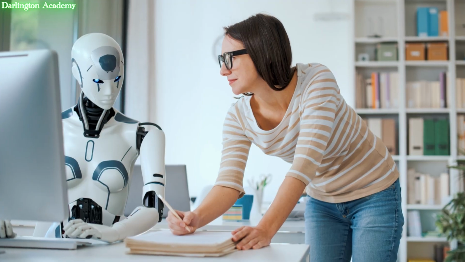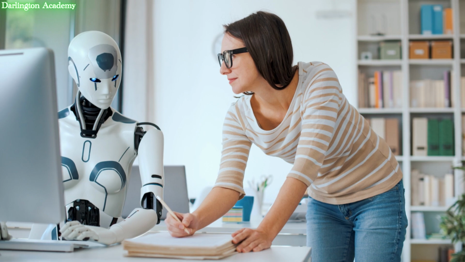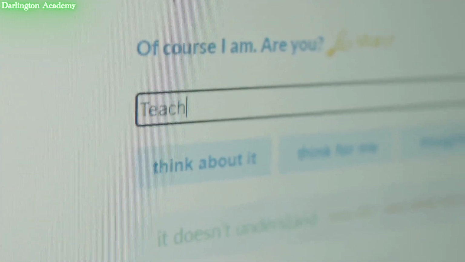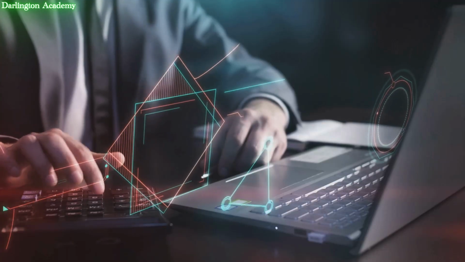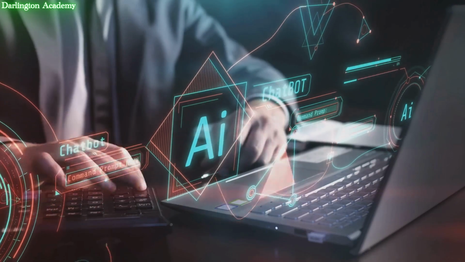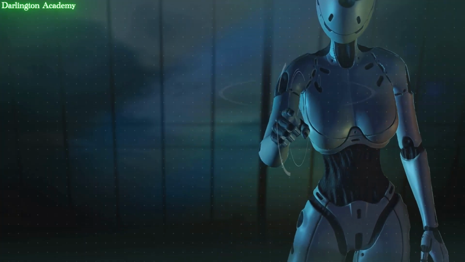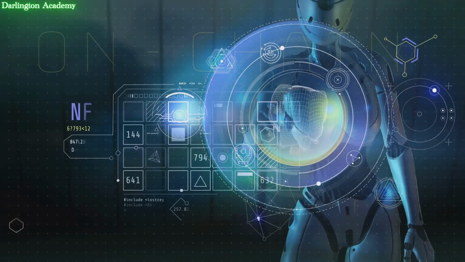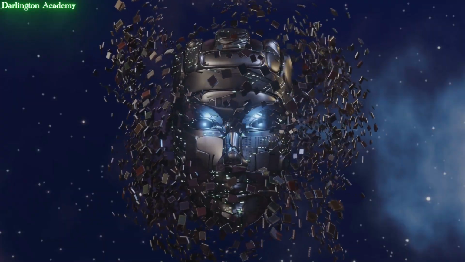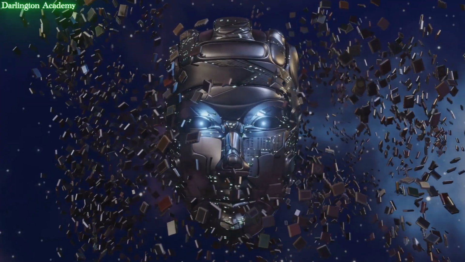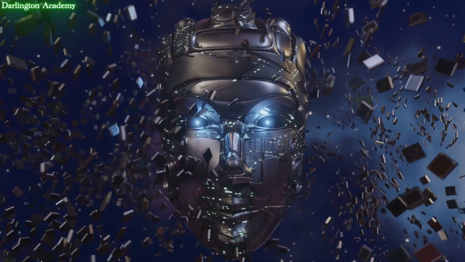In the field of writing, AI agents are assisting authors and journalists. They can generate different writing styles. They can also translate languages with incredible accuracy. These are just a few examples of how generative AI agents are being used today. As these agents continue to evolve, their impact on our lives will only become more profound.